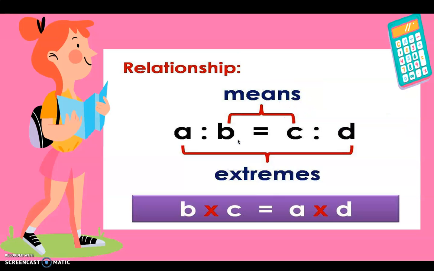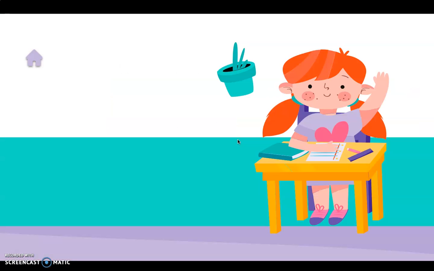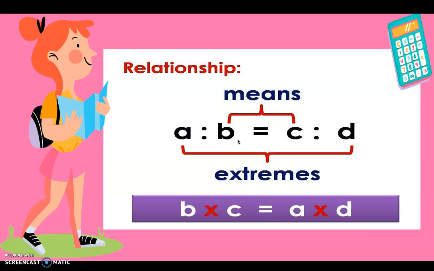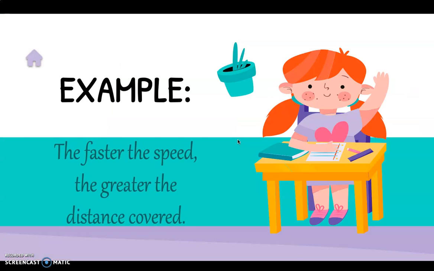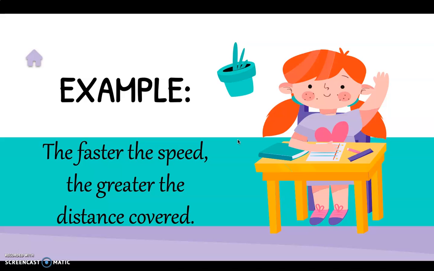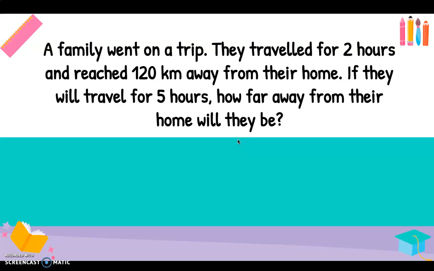Now, the relationship of this direct proportion is still the same as finding the missing term in the proportion, that the product of the extremes and the product of the means are equal. So you need to multiply the extremes and it's equal to the product of the means. Now, just like in the example here, the faster the speed, the greater the distance covered. So let's answer the story problem.